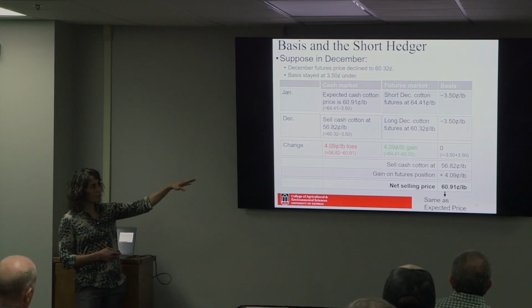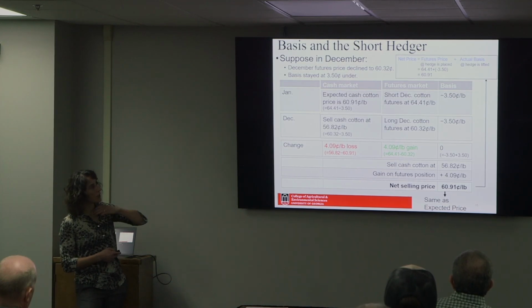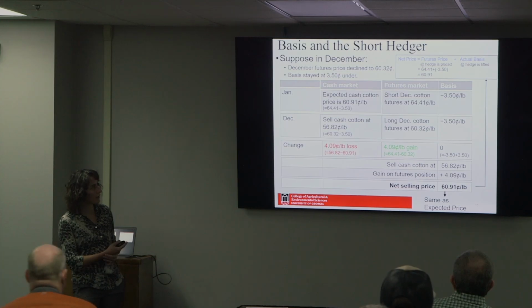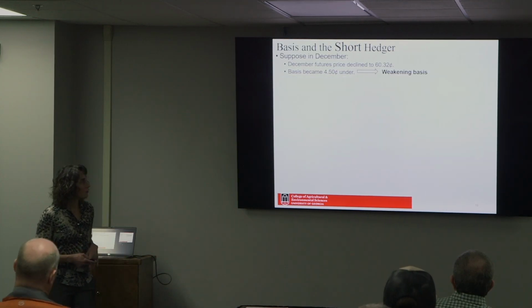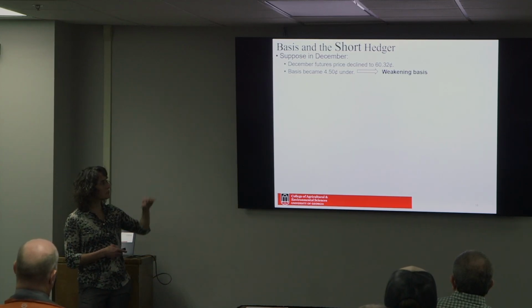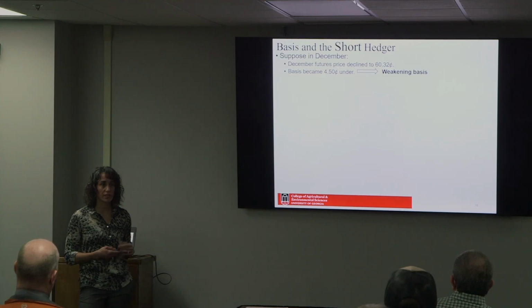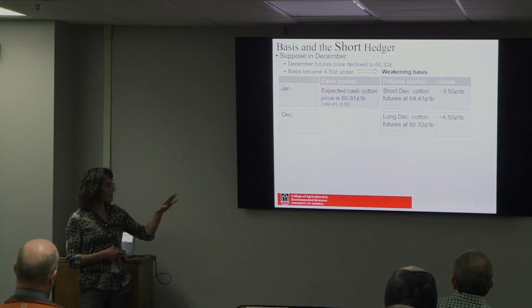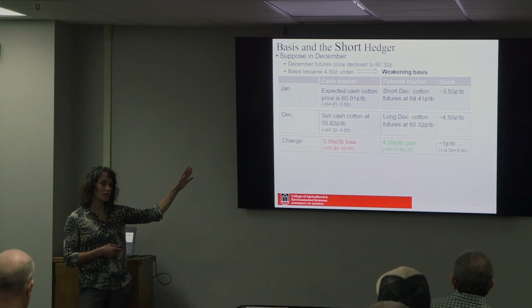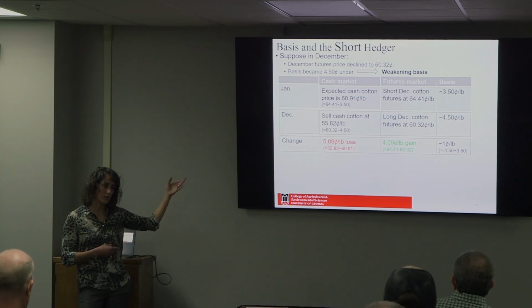So this is another way to calculate it: we can add the futures price at the time we started our hedge plus the basis at the time we are lifting our hedge, negative 350. So what if the basis gets weaker? In this case, let's suppose it is 450 under instead of 350. It became more negative. So then that will imply a lower cash price, 55.82. We still have a gain on the futures market, but this time the change in the cash price compared to what we expected is much larger than the gain on the futures.